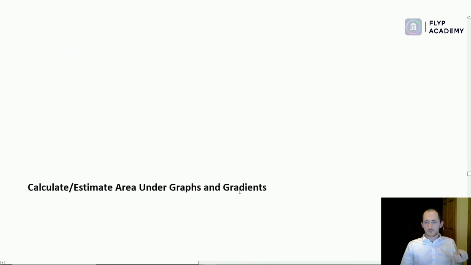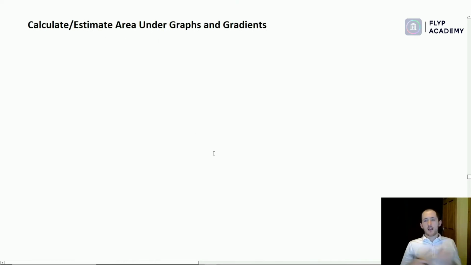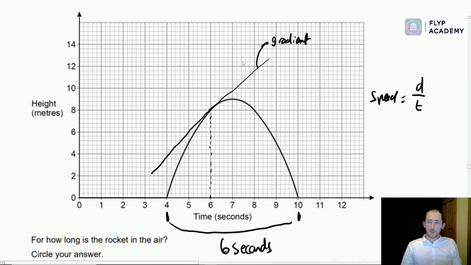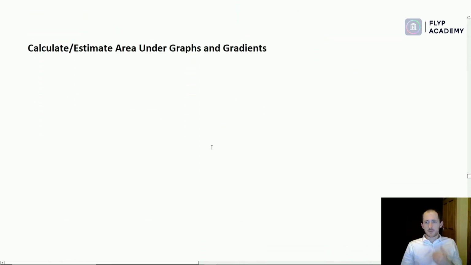So, calculating and estimating areas under graphs. Okay, so you're expected to be able to either estimate or calculate the areas. With the gradients, we've already done that. We've calculated them before, and here we've estimated them, as soon as we work out the gradient. So how do we do it for areas?